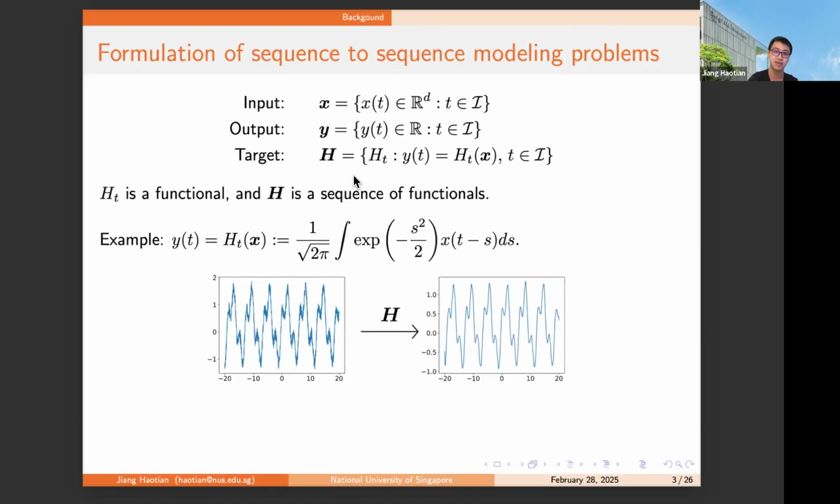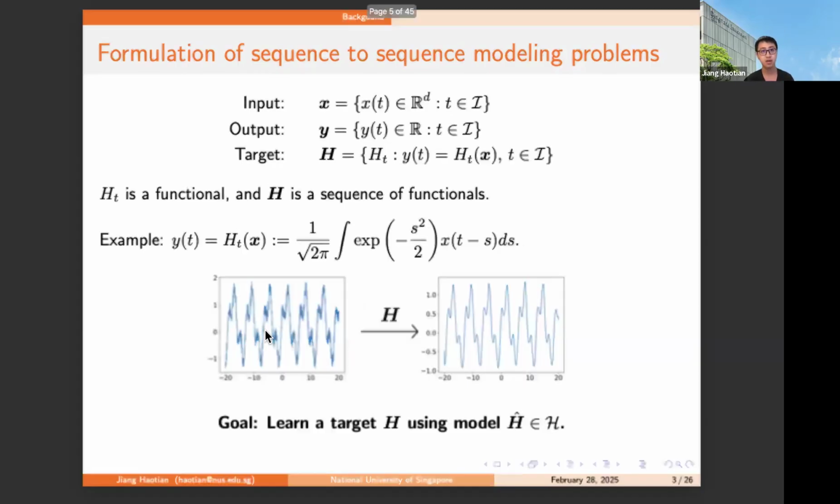So this is basically our formulation of the sequence modeling problem. Let's look at a simple example. This is a convolution of an input x with a Gaussian kernel. Basically, this is a sequence-to-sequence relationship, and the meaning is that we are doing some smoothing operation on the input sequence. Our goal here is to learn a target, the boldface h, using some model h hat from some hypothesis space.